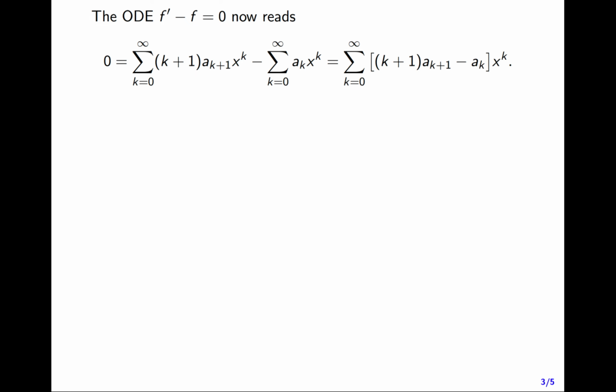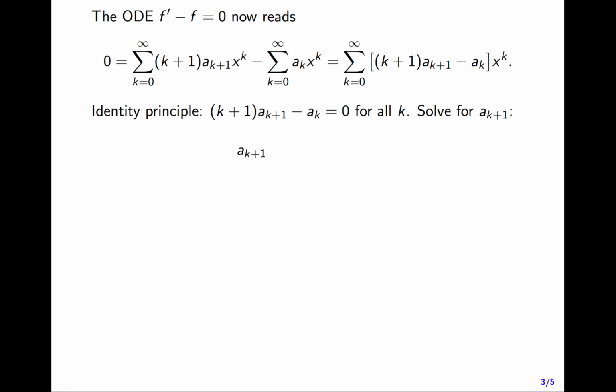And let's group that together in one series. This is the sum from k equals 0 to infinity of (k plus 1) times (a_{k+1} minus a_k) times x to the k. Now the identity principle for power series is going to tell us what this becomes. I have a power series that's equal to 0 for all x. That means the coefficients are always 0. Namely, (k plus 1) times a_{k+1} minus a_k equals 0 for all k.